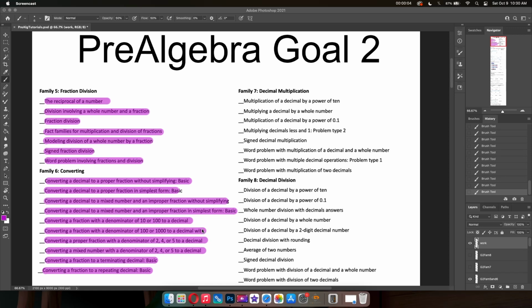We're continuing on our journey through digging through topics in pre-algebra, goal 2. We want to finish up a little bit with our fractions. There's a couple of topics that I didn't quite get to in the other video, and then we're going to talk about converting fractions to decimals and vice versa, so that in the next video we can slowly transition our way to decimals just in general.